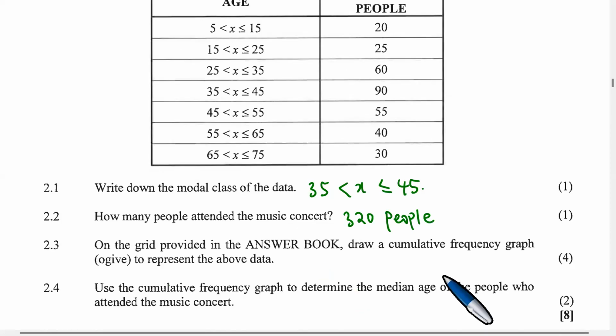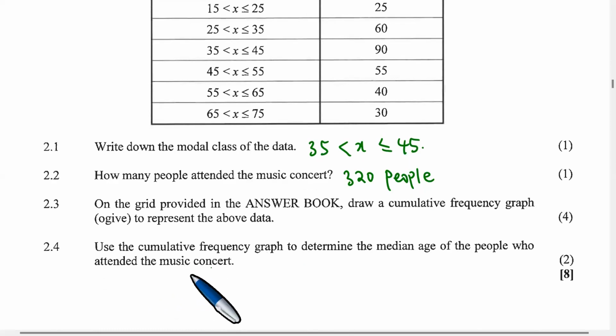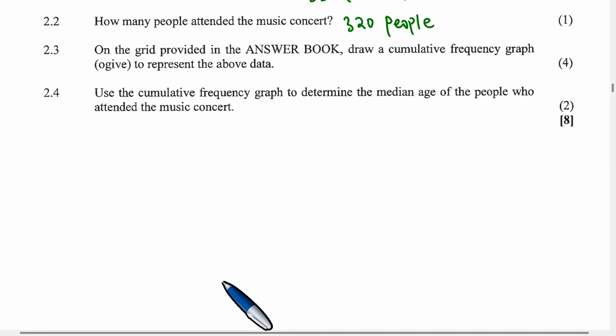Next, on the grid provided in the answer book, draw a cumulative frequency graph, or ogive, to represent the above data. Okay, I'm going to sketch that one. Use the cumulative frequency graph to determine the median age of the people who attended the music concert. Just for 2 marks.